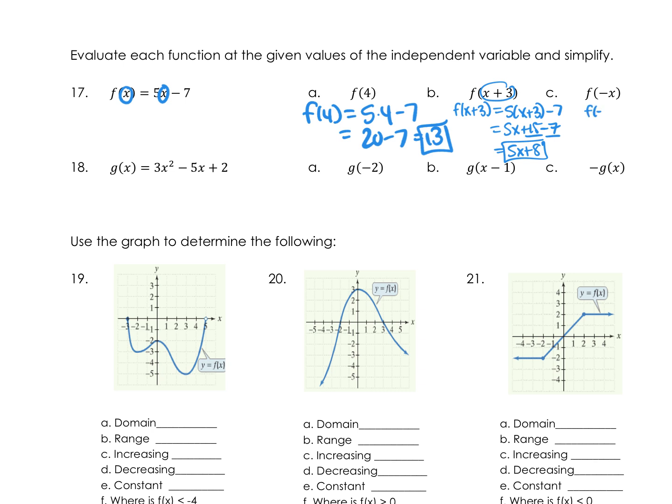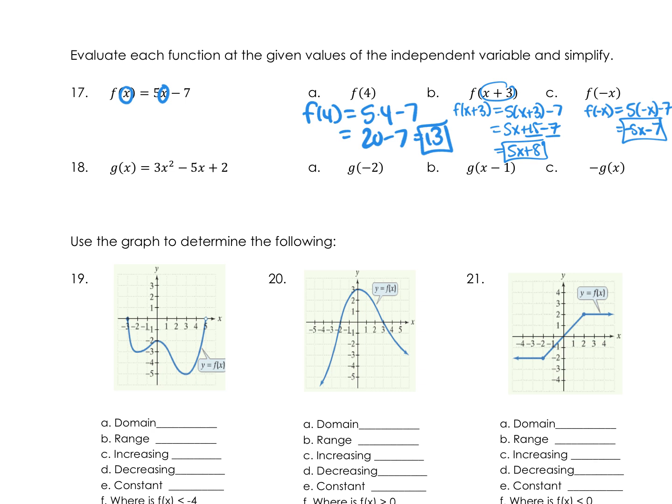And then here we're plugging in negative x. So f of negative x, we'll plug in negative x where there's an x. So we'll have 5 times negative x minus 7, and that'll be negative 5x minus 7. Those cannot combine, so that's it.